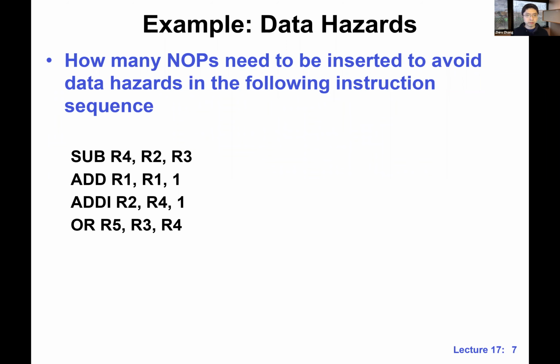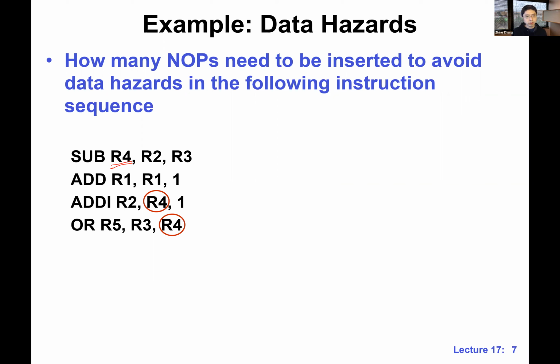What was your answer? Actually, most of the class got it right. Look at your answer. Do you still remember how many no ops you have to insert? Very good. 2 no ops. So first, where's the data hazard? If you look at the first instruction, we are writing to R4. And we have a read from R4 in the third instruction, add I. And we have another read in this OR instruction.